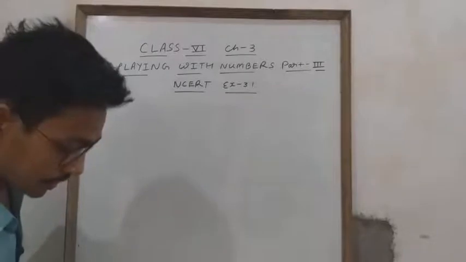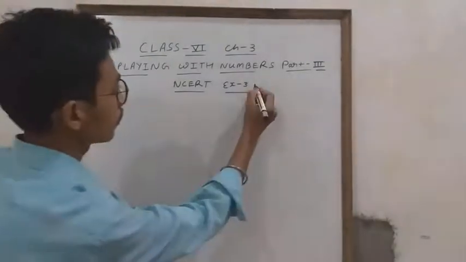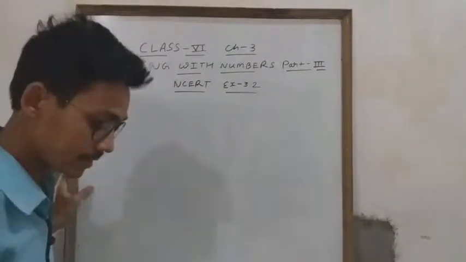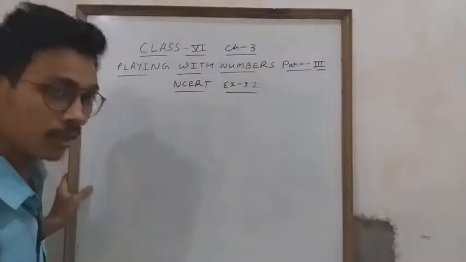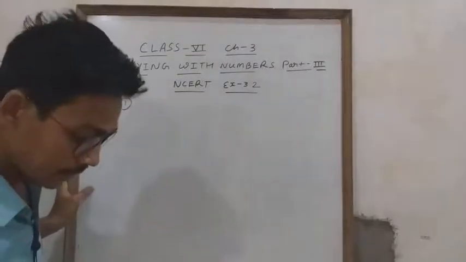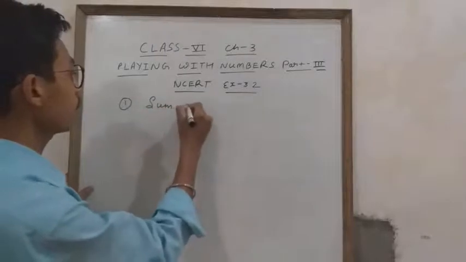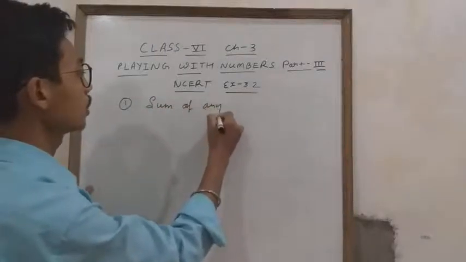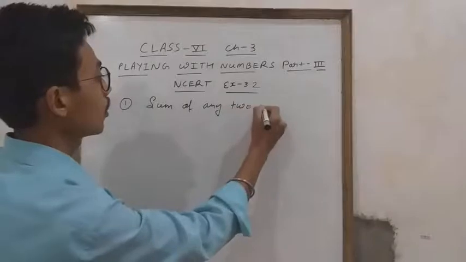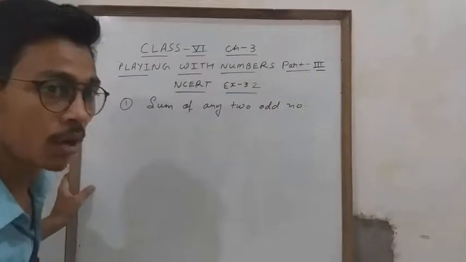Now move to exercise 3.2. In exercise 3.2, it is given: what is the sum of any two. See, students, the first question is given: what is the sum of any two odd numbers. Okay, everyone. Odd numbers, you know that.